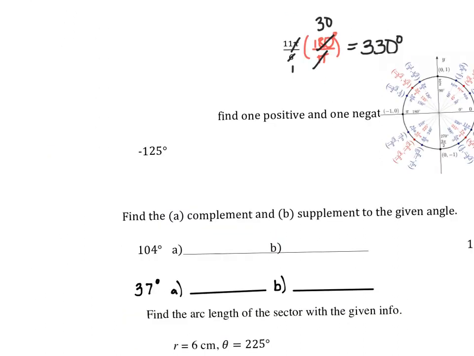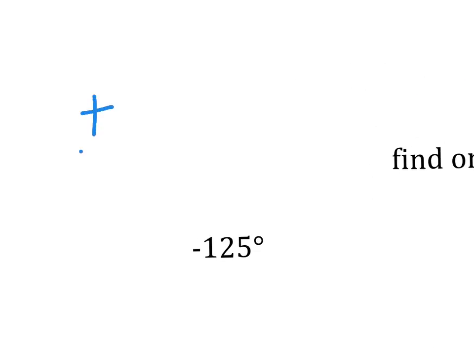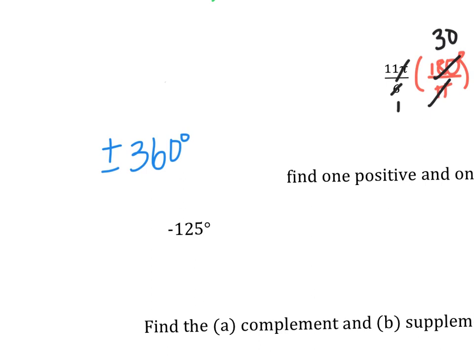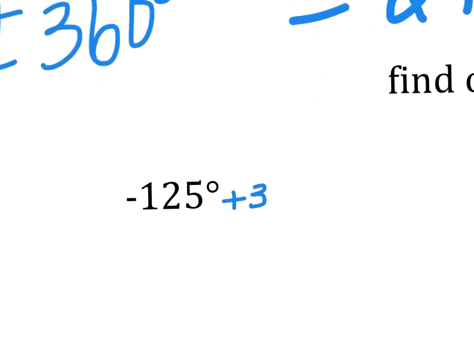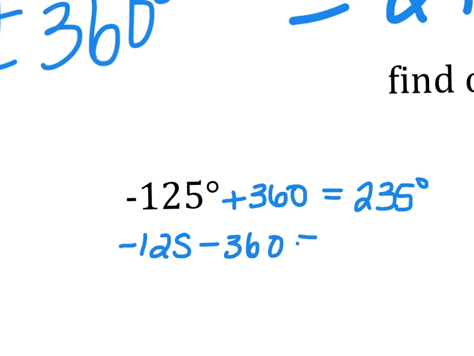They were trying to find positive and negative coterminals. We're going to add a whole circle. We're going to subtract a whole circle. If I'm in degrees, I'm going to add and subtract what number? 360 degrees. If I am in radians, I'm going to add and subtract what? 2 pi. Okay, so this is fairly simple if we're just in a degree measurement. If I have negative 125 plus 360, what do I get? 235? Do we agree? Okay, so there's my positive, and then I'm going to set negative 125 minus 360, and I get what?